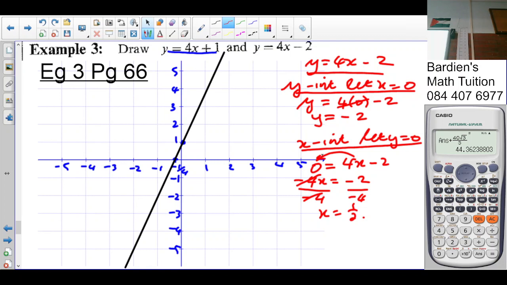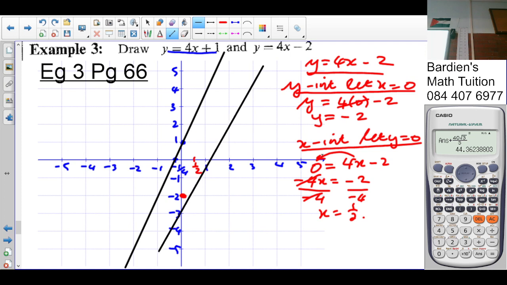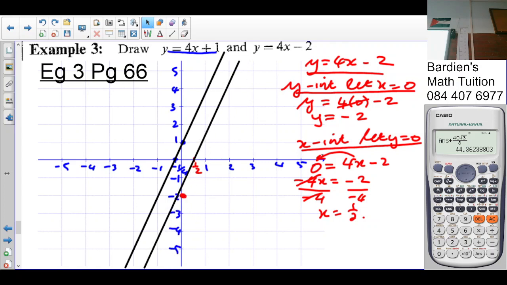So y is negative 2 on your y-axis, as you see me putting a dot there. And x is equal to a half, which is approximately there. Again, with the ruler, we draw this graph, going through that point there and that point.